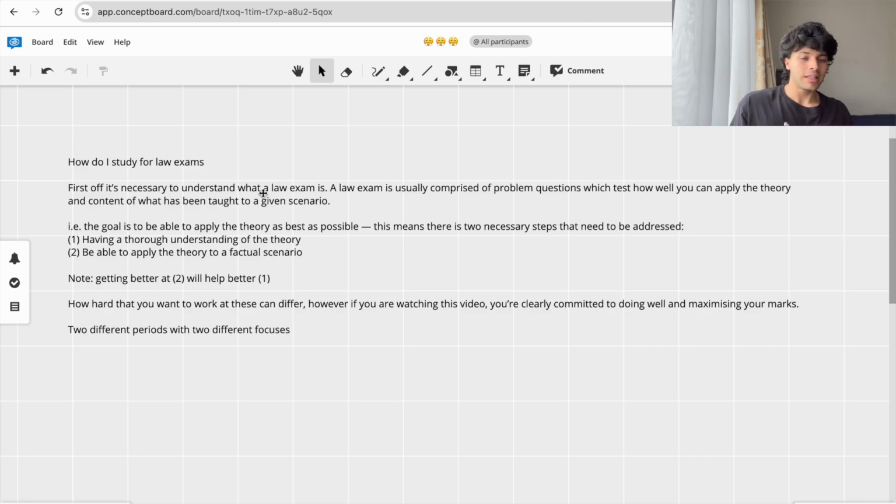But anyway, a law exam is usually comprised of problem questions, which test how well you can apply the theory and content of what has been taught to a given scenario. So usually a factual scenario of some type. For example, Sally kills Harry, and then the question is: is Sally liable for murder or for manslaughter? We've got the factual scenario, and you just have to apply what you know to that scenario. So that's basically what a law exam is comprised of, mainly those problem type questions.